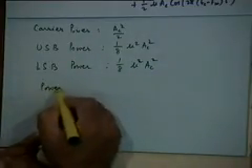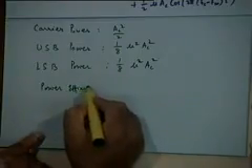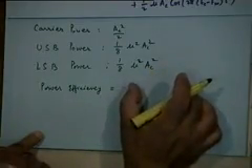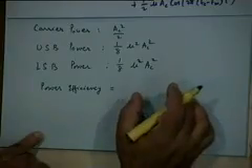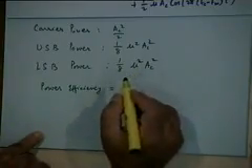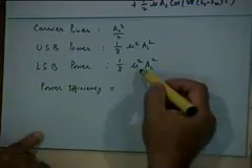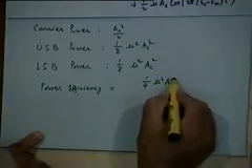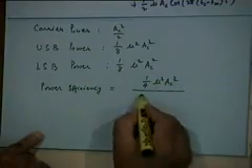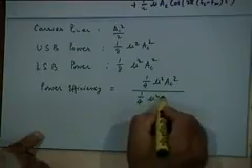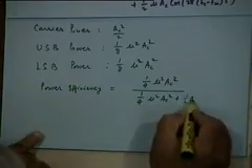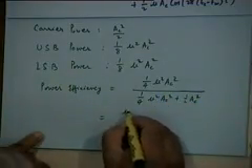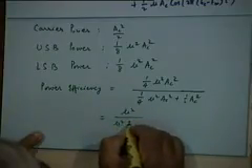Now, what is power efficiency? How should we define power efficiency? The useful power transmitted as a fraction of the total power transmitted. The useful power transmitted here is this plus this, the power in the two sidebands, 1 by 4 mu square A sub c square upon 1 by 4 mu square A sub c square plus half A sub c square, right, where A sub c square cancels off, and this simplifies to mu square upon mu square plus 2.